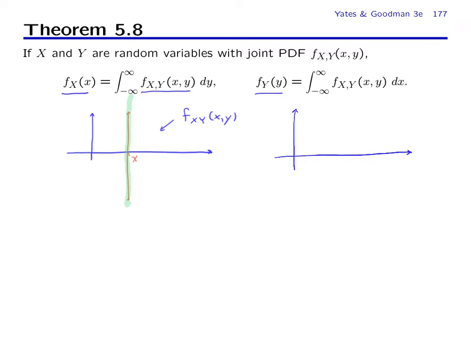And in this case, we fix a value of y. And what this integral is doing is now integrating over all possible x's. And it's integrating this joint PDF over this pink line. And the result is you get the density function for just random variable y.